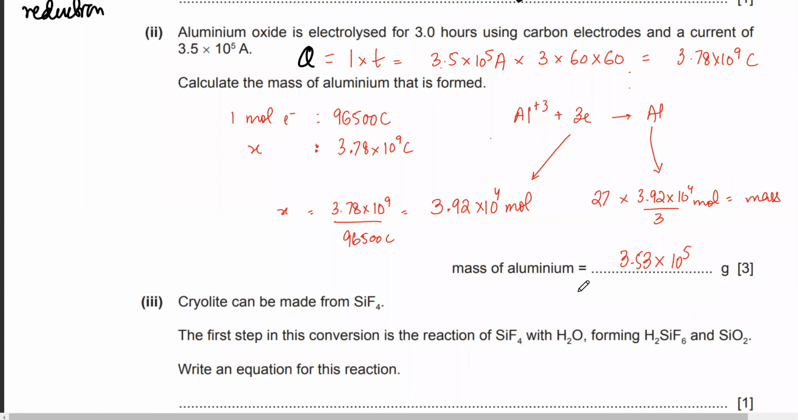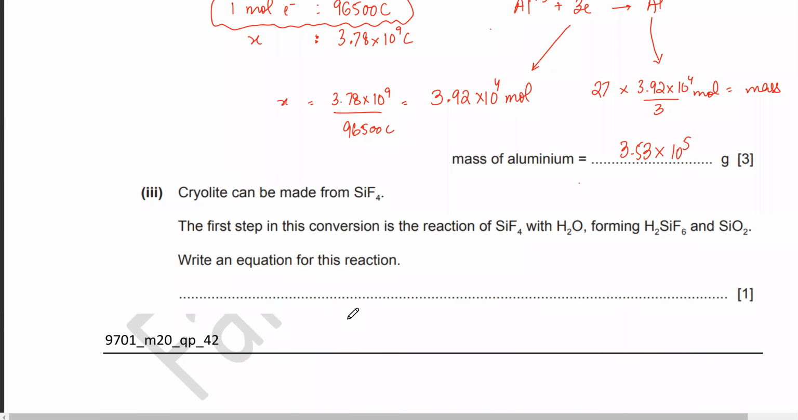So just remember this thing. Q is equal to I T and Faraday constant. What does Faraday constant mean? It means that 1 mole of electrons carry a charge of 96,500 coulombs. So charge can be converted into moles of electrons. Moles of electrons can be converted into charge. Forget this equation.